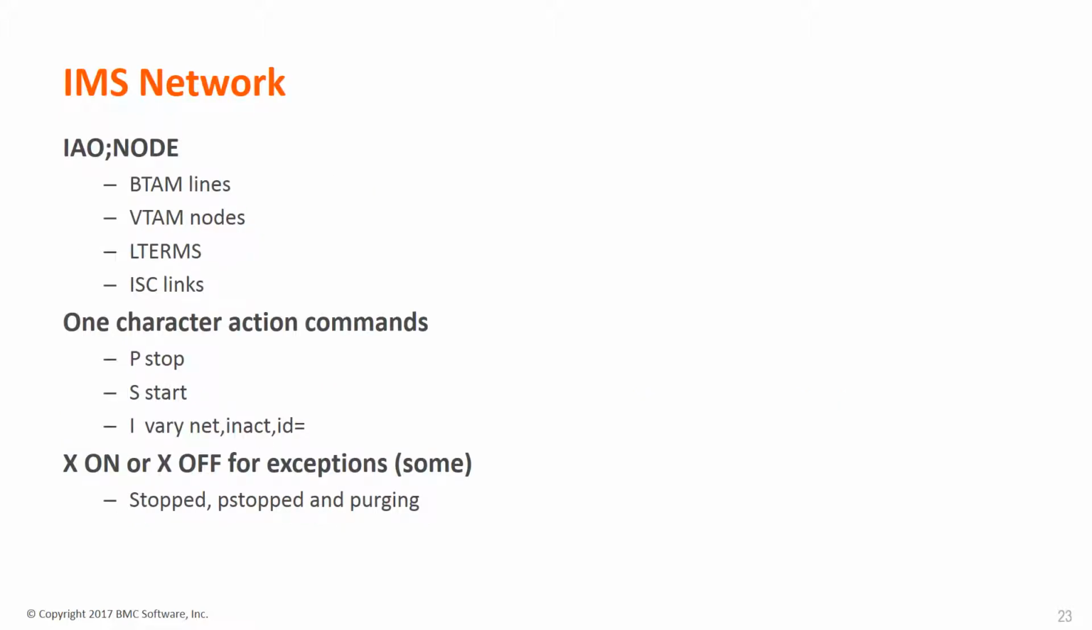The IMS Network OCD shows you information about VTAM lines, VTAM nodes, LTERMs, and ISC links. This OCD provides you with line commands to allow you to stop and start resources, as well as to vary them inactive. If you use the X ON and X OFF primary commands, you can toggle on the display of resources that are stopped, P-stopped, or in purge status.